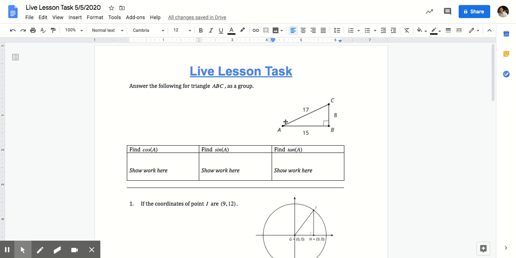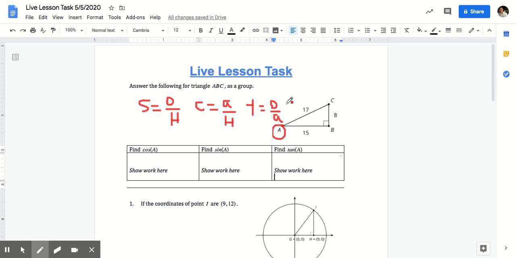And what I want you to do for this first triangle is to find the cosine, the sine, and the tangent of angle A. So just this angle here, what is the sine, cosine, and tangent? And remember, sine is S equals O over H. Cosine is our adjacent over hypotenuse. And tangent is our opposite side over our adjacent.